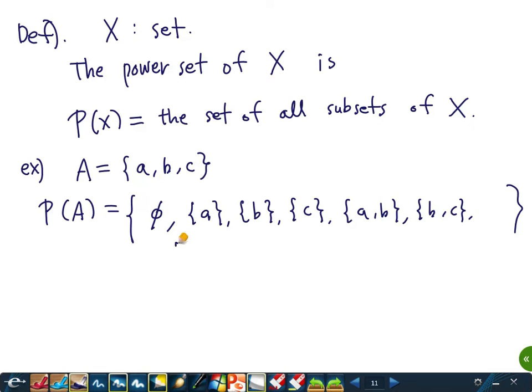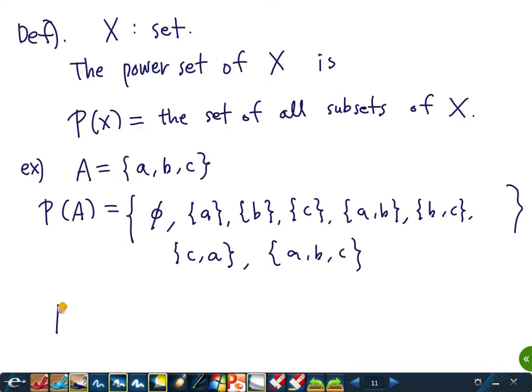maybe I need more space. {c, a}, or {c, a}, it doesn't matter. And {a, b, c}. Did I list all the subsets? Yeah, these are all subsets of A. There are 1, 2, 3, 4, 5, 6, 7, 8 of them. The power set is like this. You list all of them.